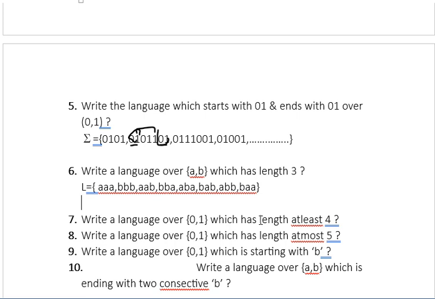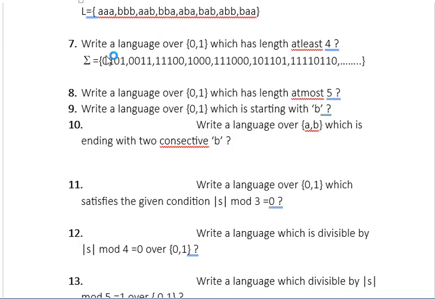At least 4. What is at least 4? It means 4 or more than 4. It can be 4, or we can write more than 4 also. So the inputs are 0 and 1. I think you know how the solution will look like. Now let's see, this is the solution.